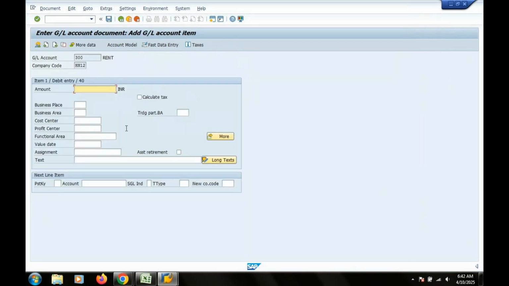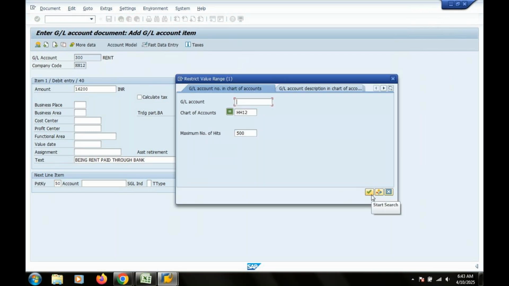This is the amount column. You can enter the amount, for example 16,200. This is the text column. We are calling it the narration space. You can write down rent paid through bank. Now for the next line item, the posting key I require is 50. It is indicating a credit entry. Then you can choose the bank account.